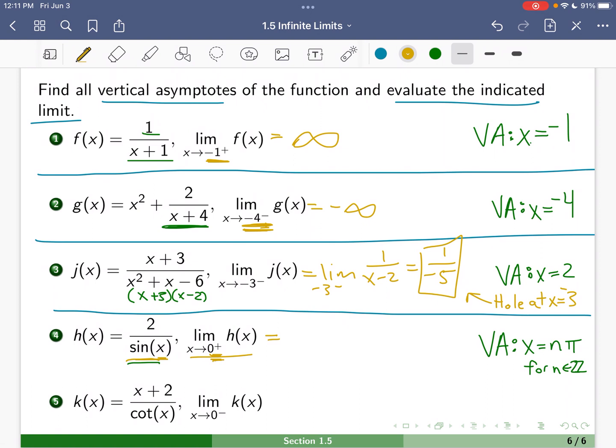positive number from the right-hand side. So as we approach 0 from the right, 2 over that, we are going to get infinity. Sine of 0.001 is going to be a really small positive number, and yeah, looks good.